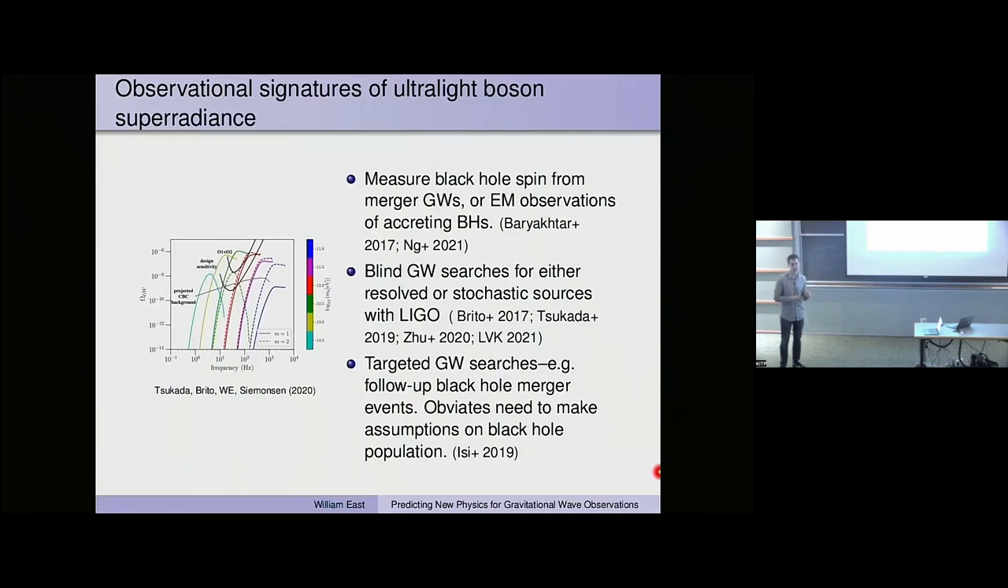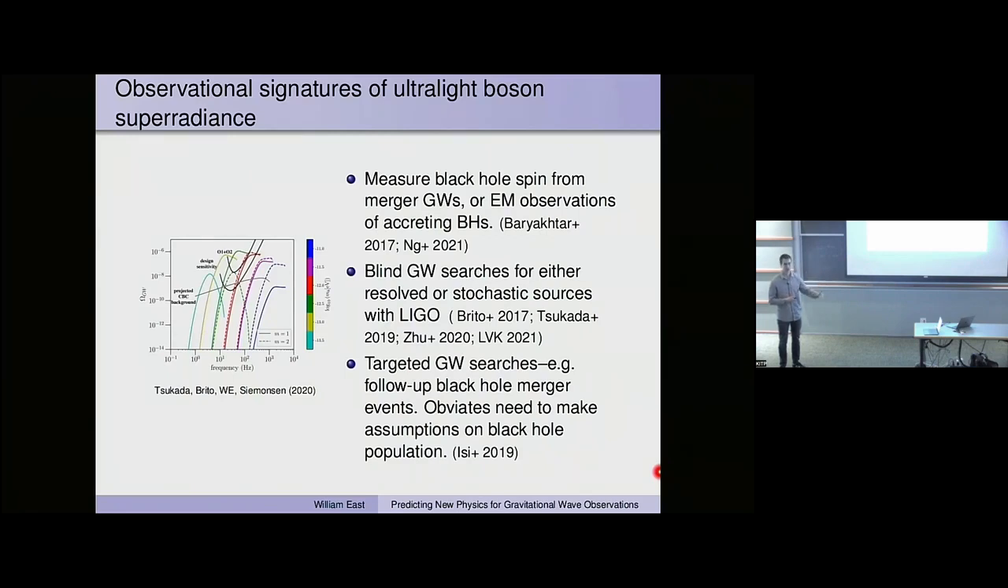A great way to create a newly born rapidly spinning black hole is to merge two black holes together. So when we see that happen and we measure the gravitational waves, we have a very good idea of what the remnant black hole's properties are. And so that would get rid of this need to assume some population of black holes.